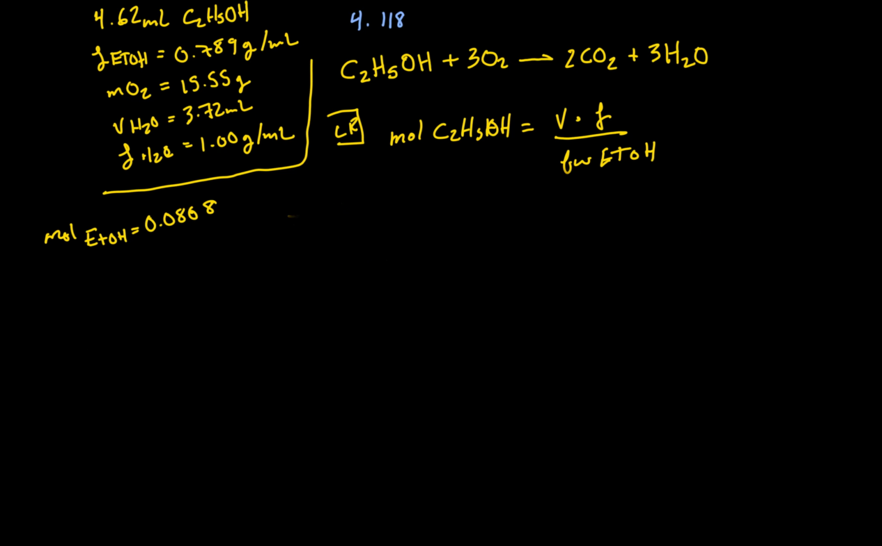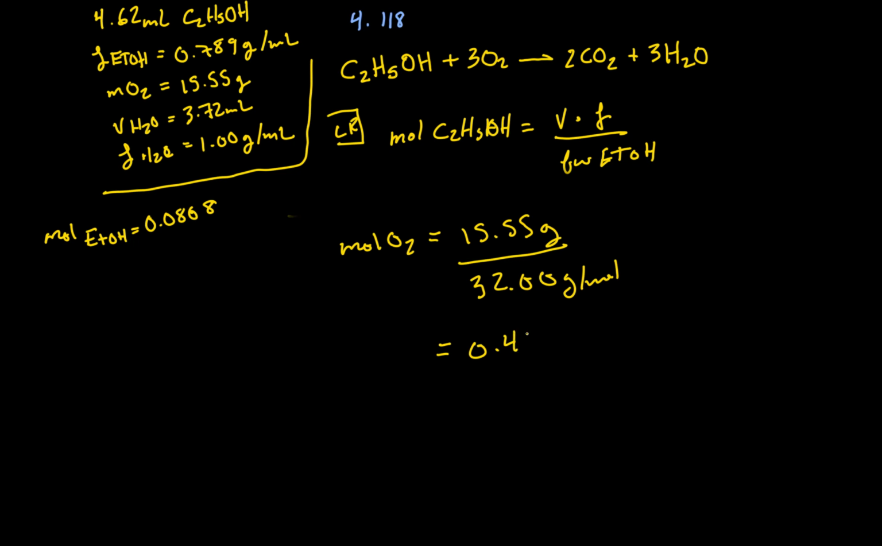Next let's find the moles of oxygen. Moles of oxygen are easier. We got the grams directly here. So moles of oxygen equals 15.55 grams divided by the formula weight of O2. Don't forget the 2. It's going to be 16 times 2 makes 32 grams per mole. And that gives us a total of 0.486 moles of oxygen.